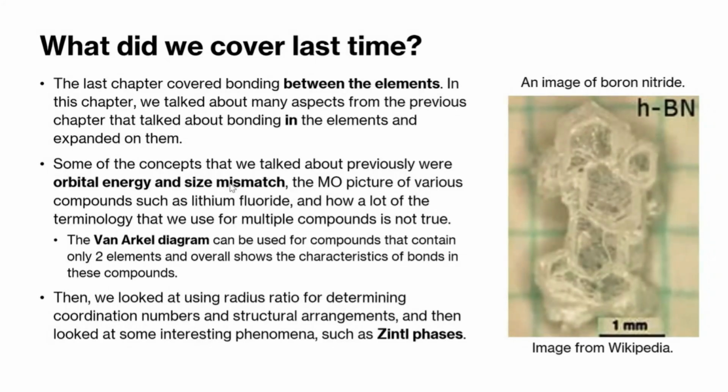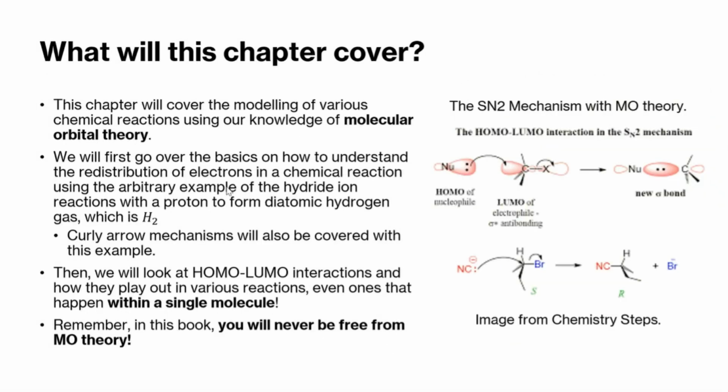After that, we looked at how we can use the radius ratio for determining coordination numbers and structural arrangements. And then we looked at some interesting phenomena such as Zintl phases and isoelectronic structures. And we'll go straight into what this chapter will cover.